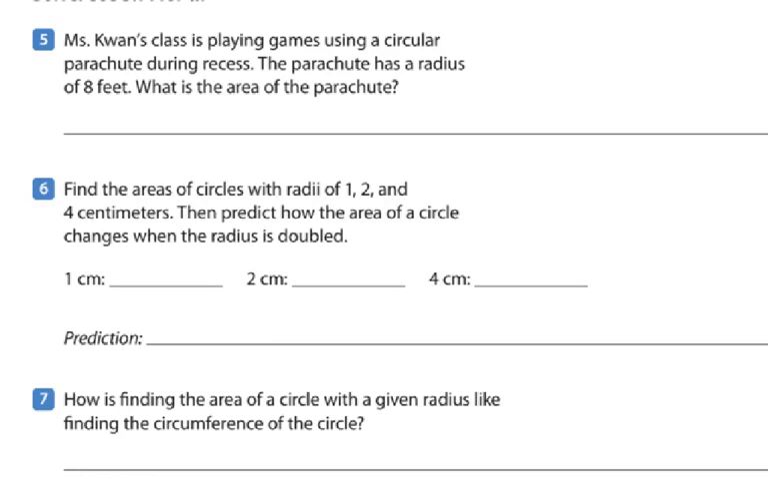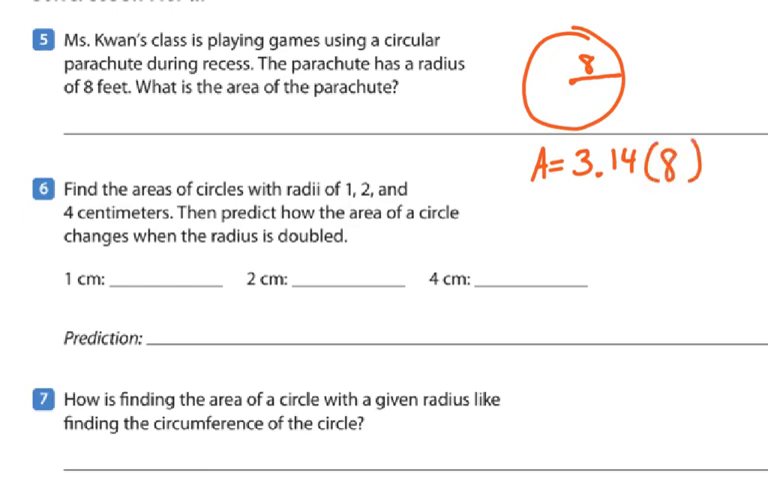The next question says, Ms. Klein's class is playing games using a circular parachute during recess. The parachute has a radius of 8 feet. What is the area of the parachute? Well, area equals pi, which is 3.14 approximately, times the radius squared, 8 squared. Well, 8 squared is 8 times 8, which is 64.